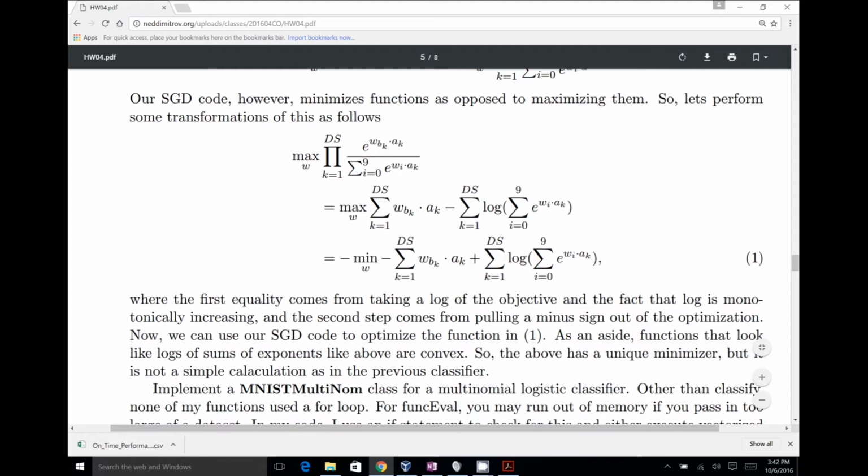Because we have one W for each class, right? And each W has 784 coordinates. And so this entire function is a function in 10 times 784 space. So it takes a vector of length 7,840, and our gradient is going to have 7,840 coordinates to it. Okay?